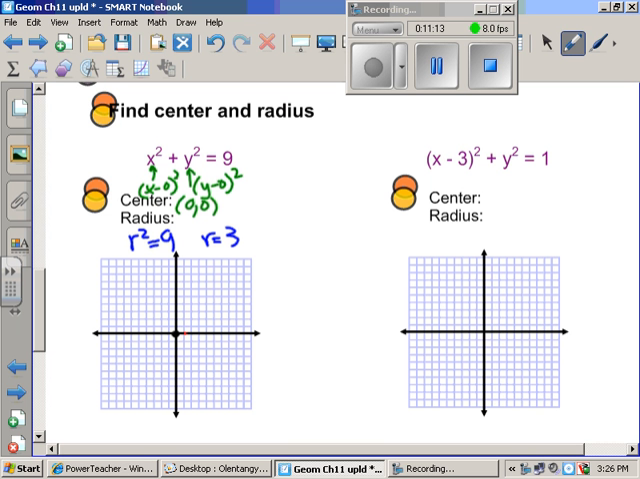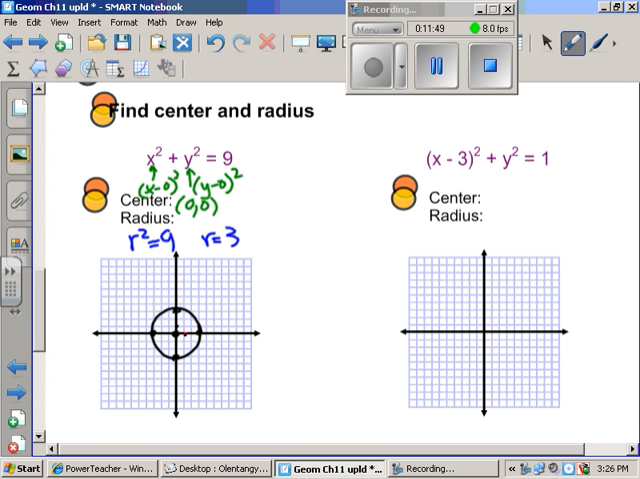To graph that, I know the center is at (0, 0) and the radius is 3. Radii are all the same, so I'm going to pick enough points to graph my circle but count them easily. If it's 3, I'm going to go up 3, to the right 3, down 3, and left 3. That gives me a bare outline to draw my circle. Then all I have to do is make sure I go through all those points, and that gives me my circle.